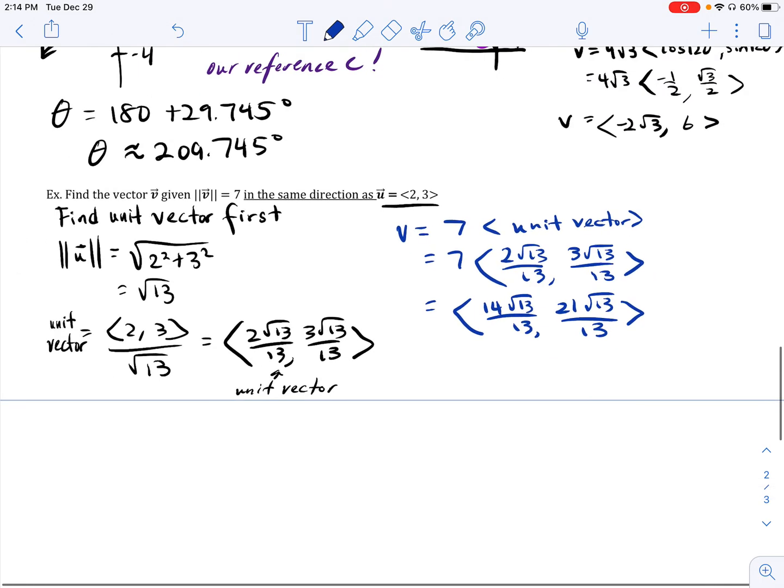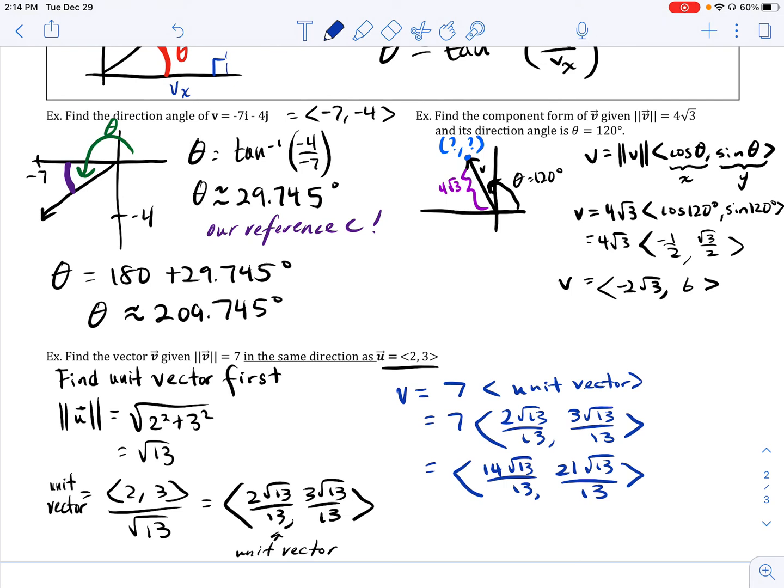So hopefully you're a little bit more comfortable now with finding direction angles and using direction angles or unit vectors to find other vectors going in the same direction, or some variation of such.